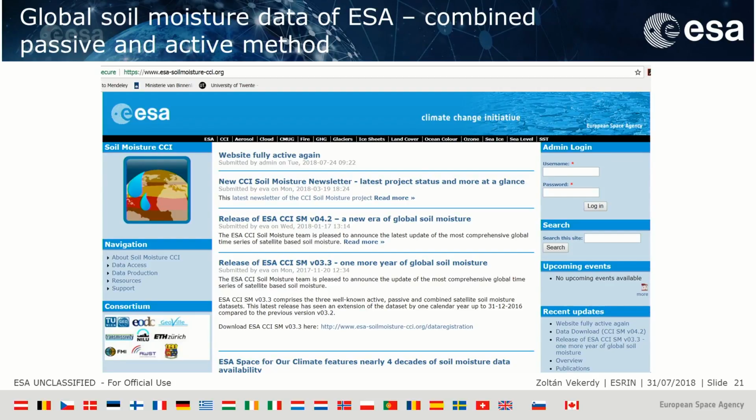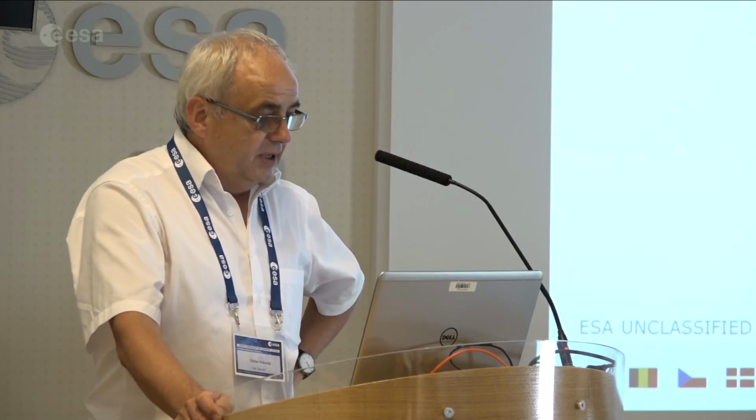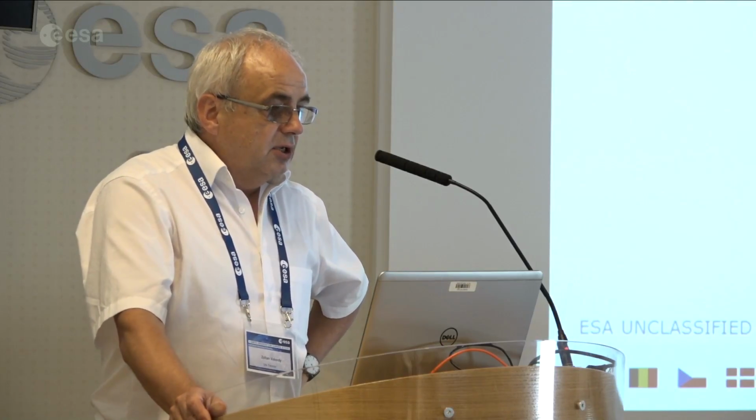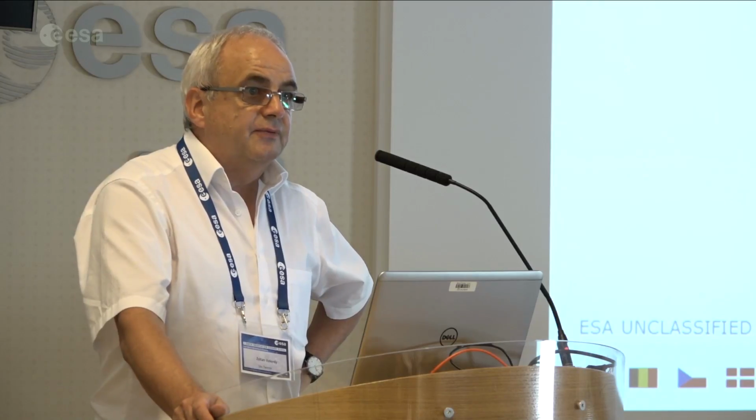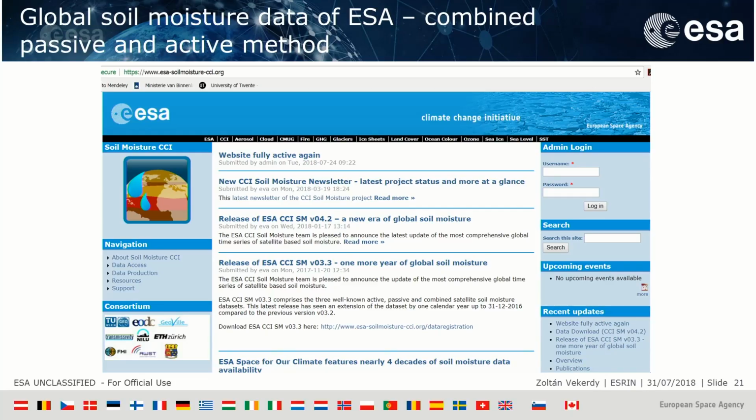Because of this, there is no golden solution on the one hand. On the other hand, you can use the combination of the two methods, I mean passive and active remote sensing, for getting a better insight into the surface soil moisture. If you go to this global soil moisture data site of ESA, there you can see results, part of the Copernicus products.